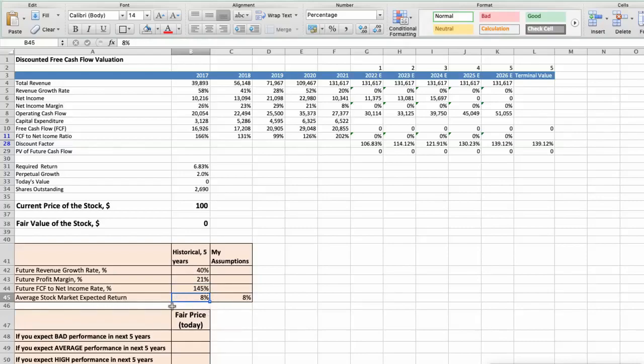Now, let's consider 3 different scenarios for Alibaba Company: bad, average, and good. First scenario. Alibaba will have bad performance in the next 5 years, and we will use the following parameters in our calculation. Future revenue growth rate would be a low, 10%. Future profit margin would be a low, 16%. Future free cash flow to net income rate would be a low, 80%. In this case, the fair value of the stock today would be $178.